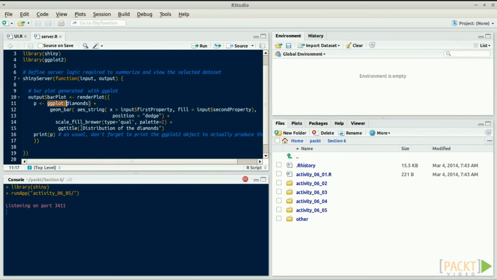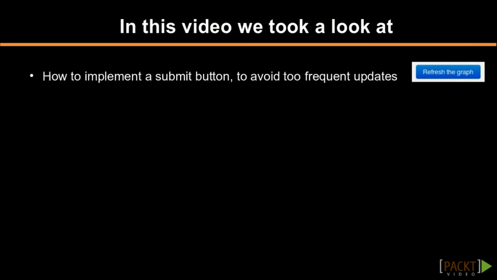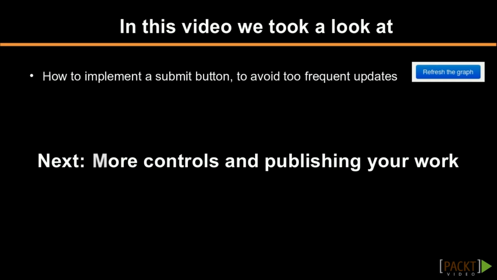In this case, we have to explicitly print the ggplot2 object in order to return a graphical output. As usual with ggplot2, graphs are rendered only when they're printed. In this video, we saw how to use a submit button to avoid updating the results too frequently. This is especially useful if the computations take a substantial amount of time. In the next section, we'll learn more about the interactive controls offered by Shiny and how to publish your work.